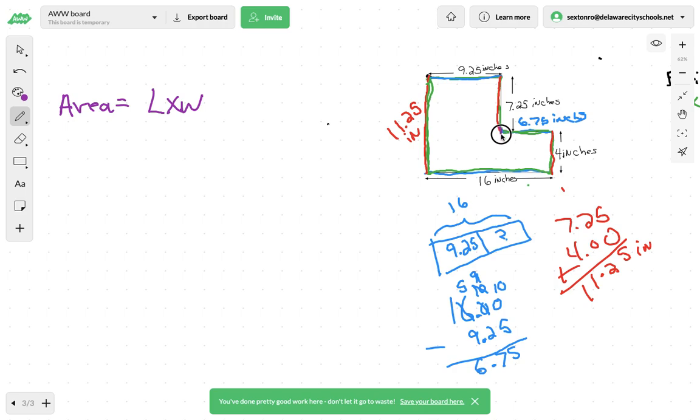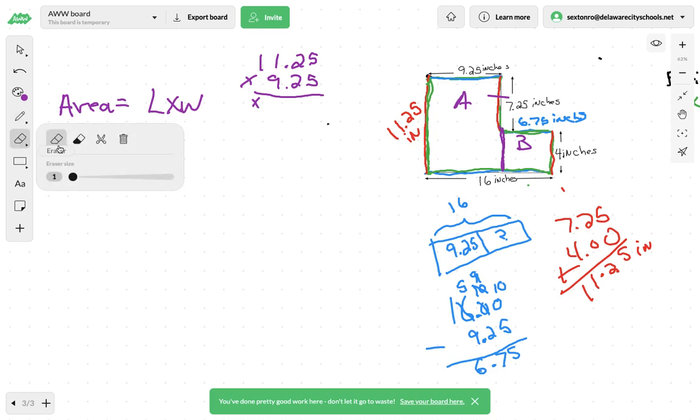What if I were to take a knife and cut this right here so that I got part A and I got part B? You see that? Now I can find the area. What's the area of part A? It's going to be 9.25 times 11.25, right? Length and width. So that's 9.25 times 11.25. Let me get rid of that little doohickey there. It bugs me. There we go. That's prettier.